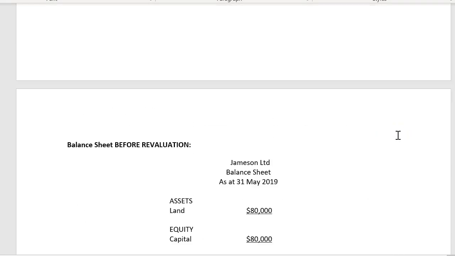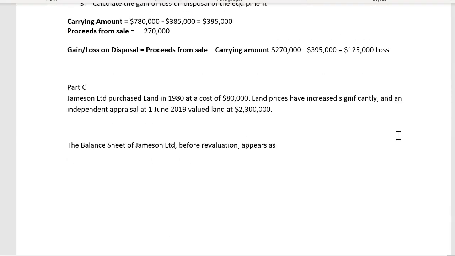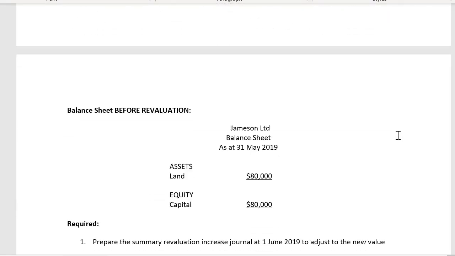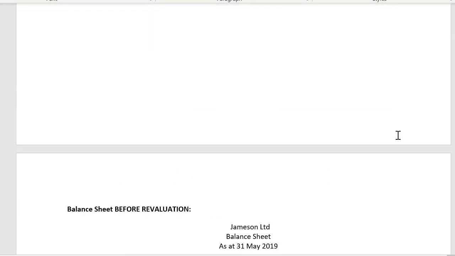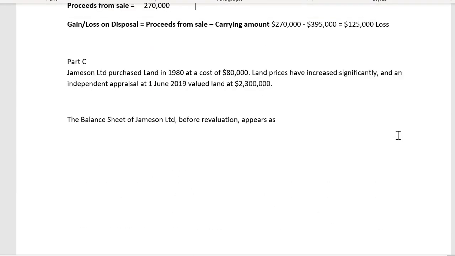Alright guys, so here's part 2 of your video tutorial of revision questions. We're doing part C, which is based on revaluation of non-current assets. Now this question is based on revaluation of land.